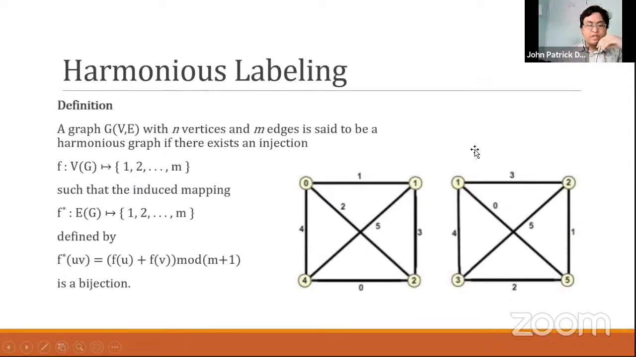Next is harmonious labeling. A graph G with n vertices and m edges is said to be a harmonious graph if there exists an injection f from the vertex set of G to 0 up to m such that the induced mapping f star from the edge set of G to 1 up to m, defined by f star of uv is equal to f of u plus f of v modulo m plus 1, is a bijection. In this example, we can see that the vertex labels and the edge labels are distinct. So what it says in harmonious labeling is that the labelings need to be distinct.